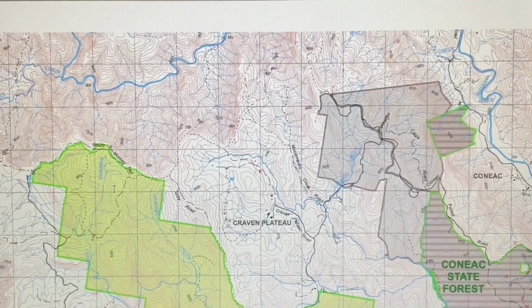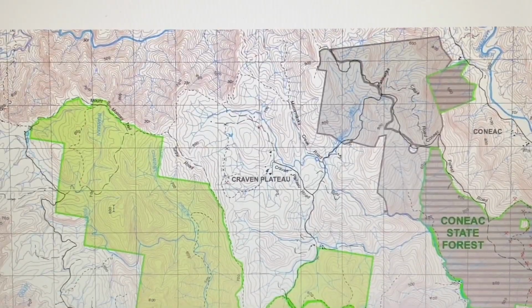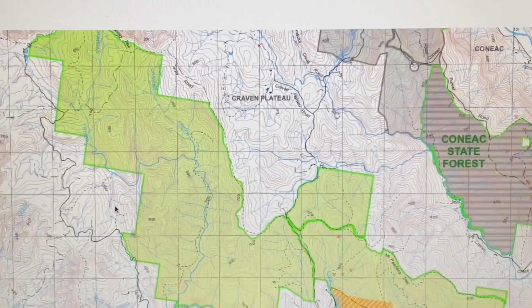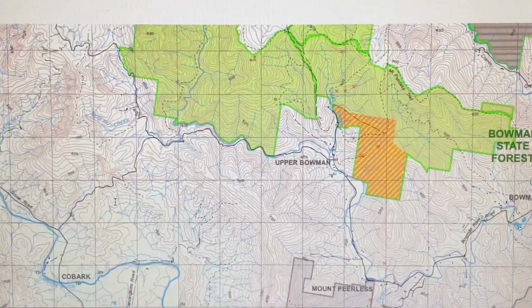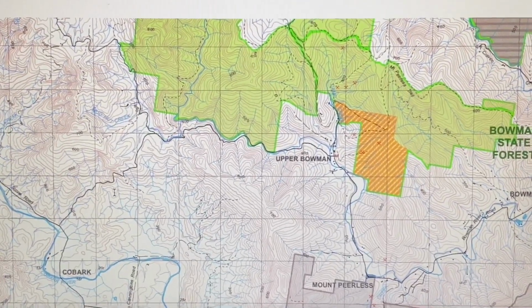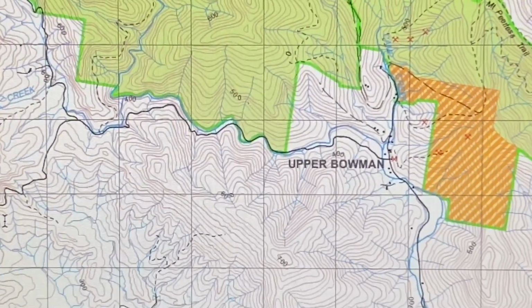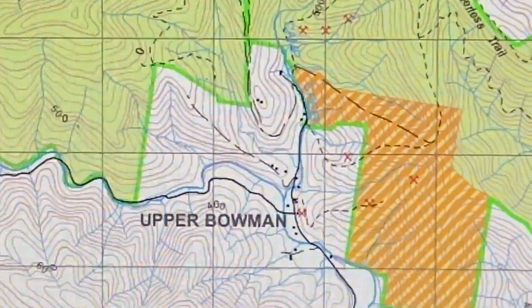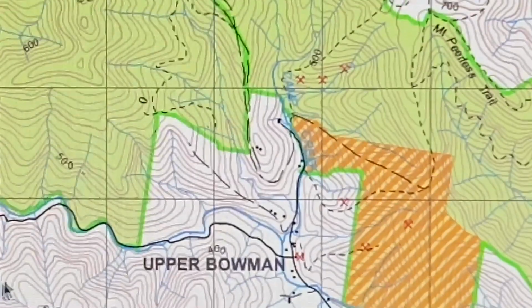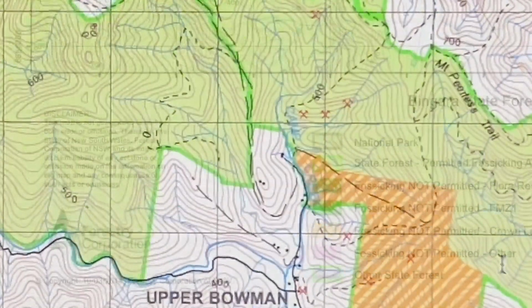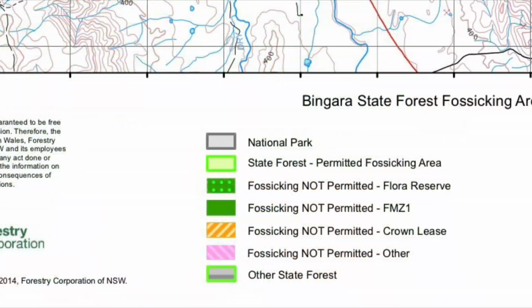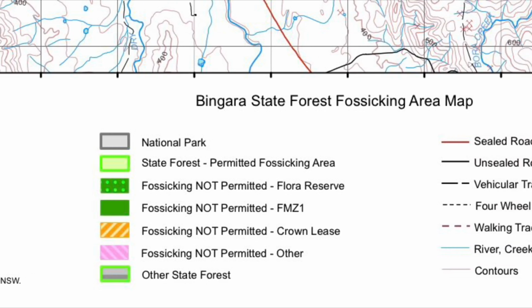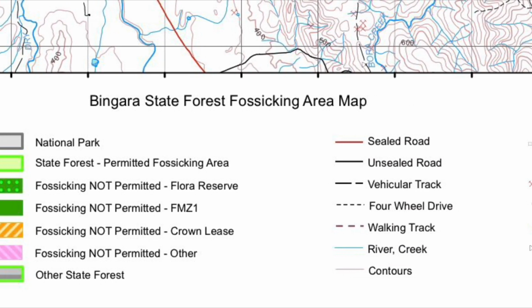This next map is further down the south coast where there is a Bowman State Forest, and this archive map shows a lot of the old tracks and the mining symbols that may help you also locate gold within these areas. This here is just the legend that is shown on these old archive maps.